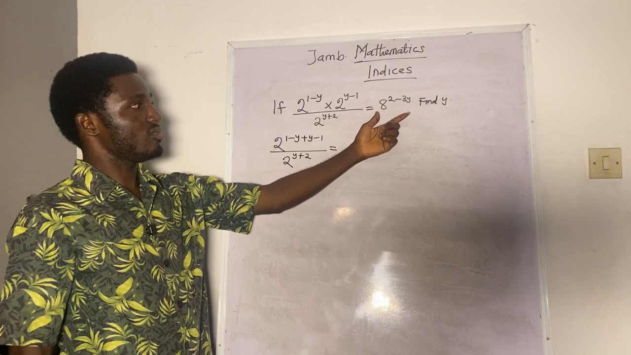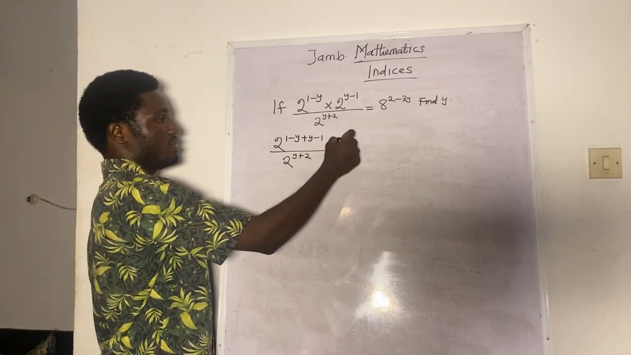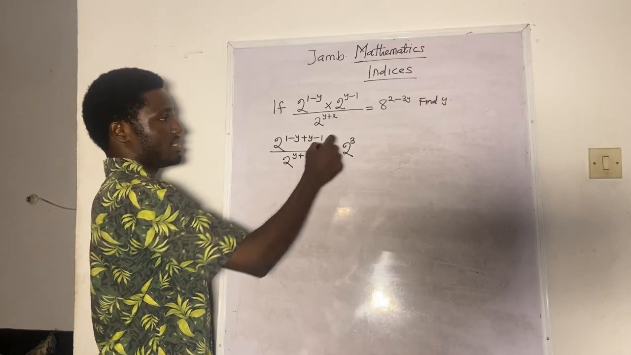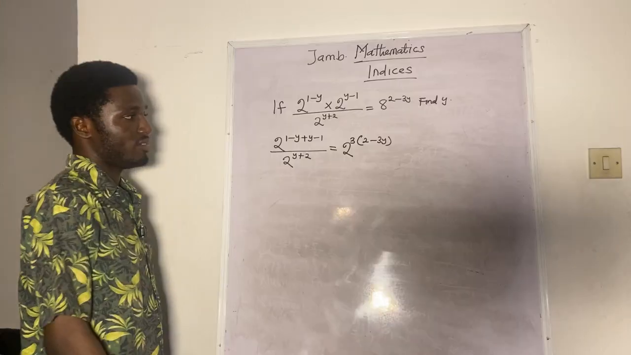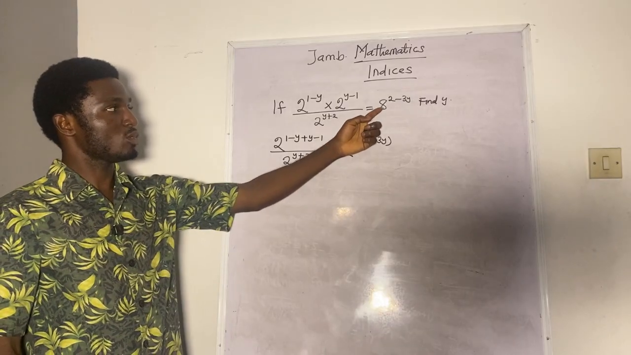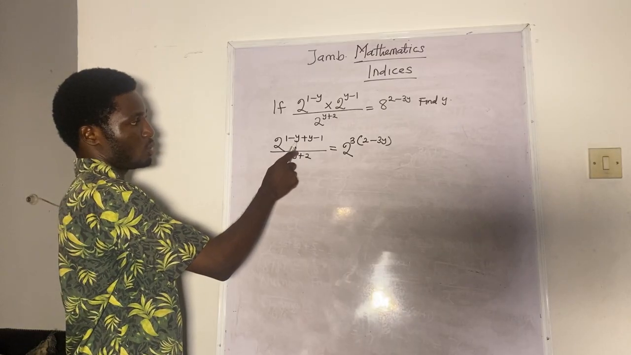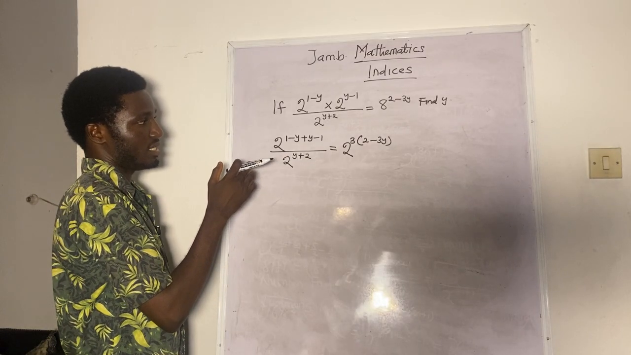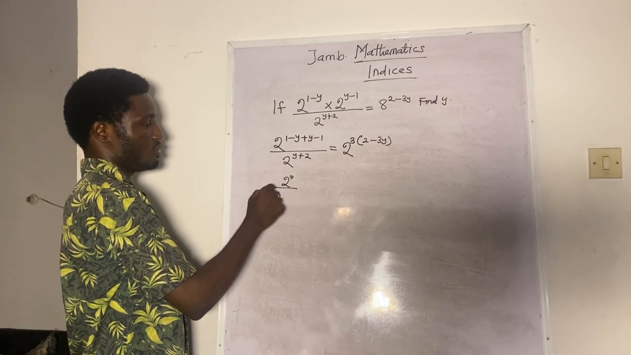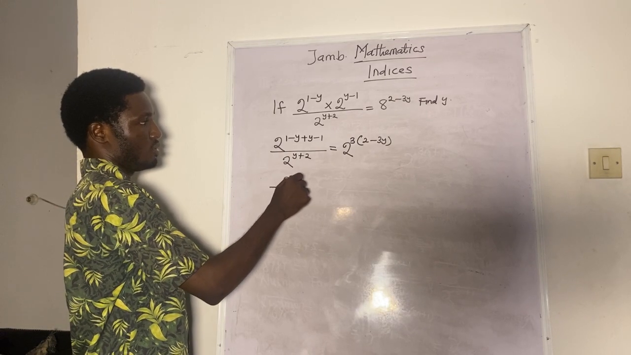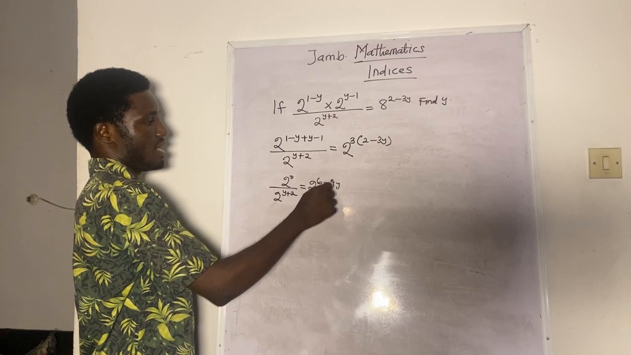Now, if we look at this very well, this is 8. 8 can be broken down to have the same base as 2 to the power of 3, into 2 to the power of 2 minus 3y. We know that 2 into 3 places will give us back our 8. So let's add what is here. Minus y plus y, that's 0. 1 minus 1, that is 0. So we have 2 raised to the power of 0 over 2 raised to the power of y plus 2 equal to 2 to the power of 6 minus 9y.